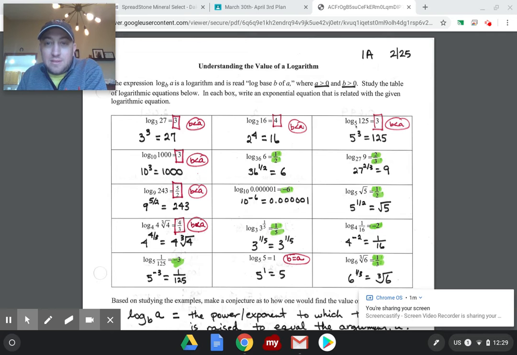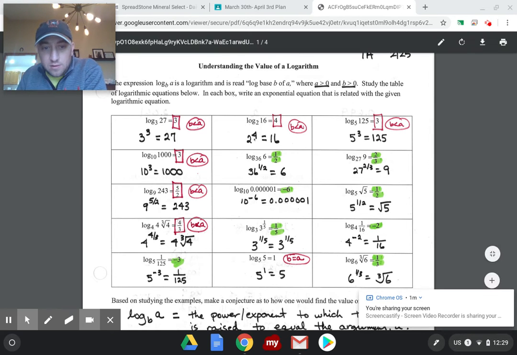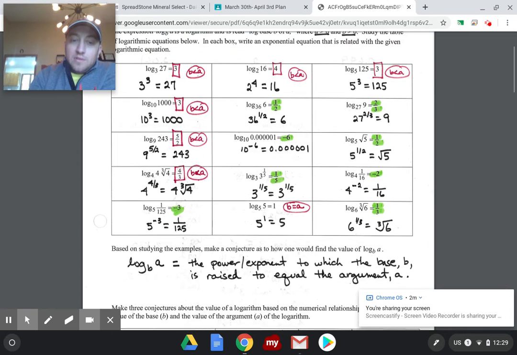So the base of your logarithm is going to be the base of your exponential equation. The answer after the equal sign is your exponent, and then your argument, which is the inside of your logarithm, is rewritten as the answer of your exponential equation. So those are awesome examples of being able to take a logarithmic equation and write it as an exponential equation. Those are pretty simple.